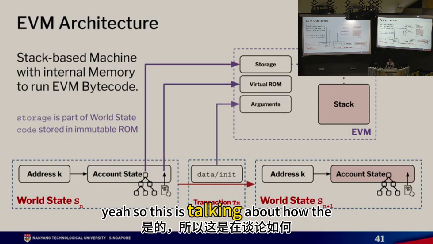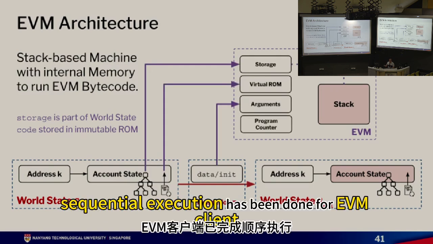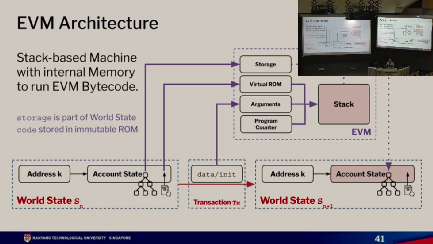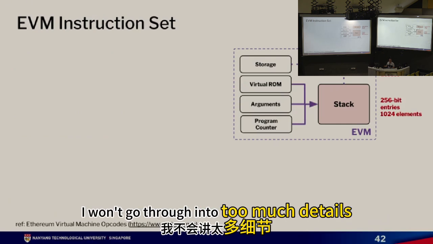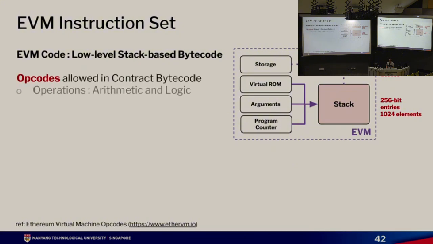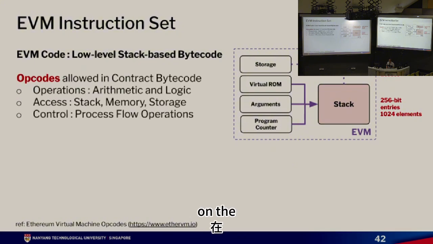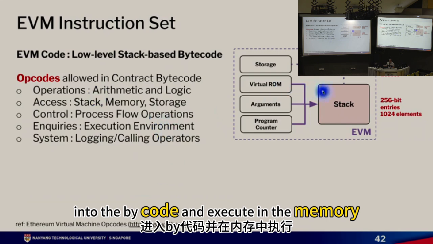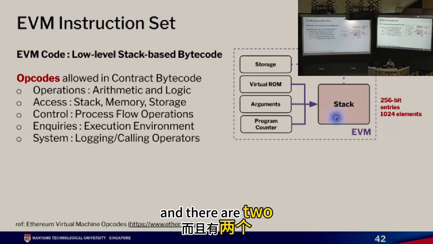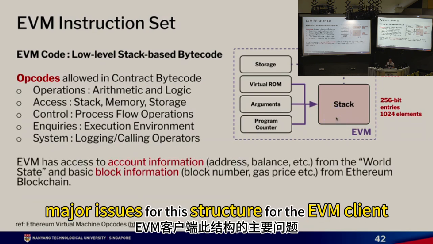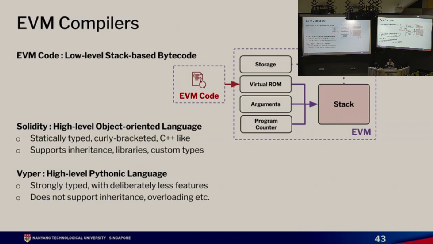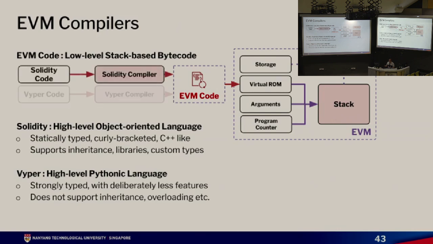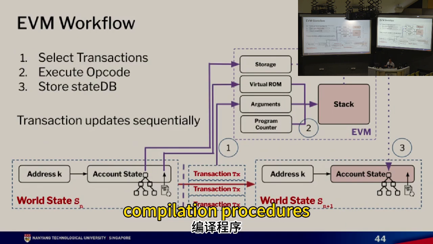Yeah, so this is talking about how sequential execution has been done for the EVM client. Considering the time, I won't go into too much detail. But on the low level, all the opcodes are compiled into bytecode and executed in memory. There are two major issues with this structure for the EVM client. One is the compilation procedure.